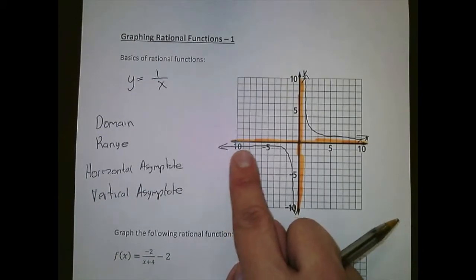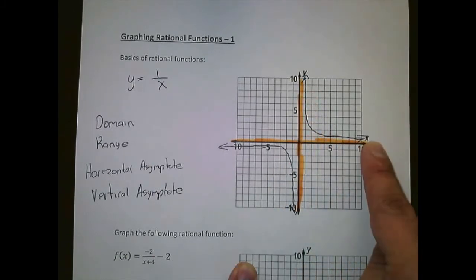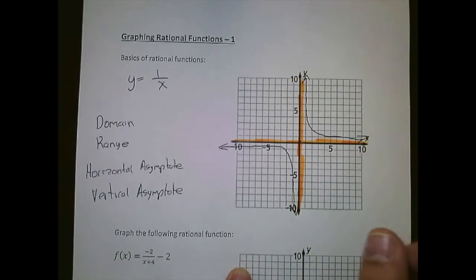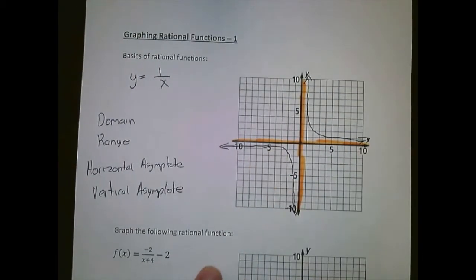So what we have is what we call branches. There's a branch in this bottom left corner, and there's a branch in this top right corner. Okay, so you've got a branch in the bottom left and the top right, and we'll talk about how those move around.